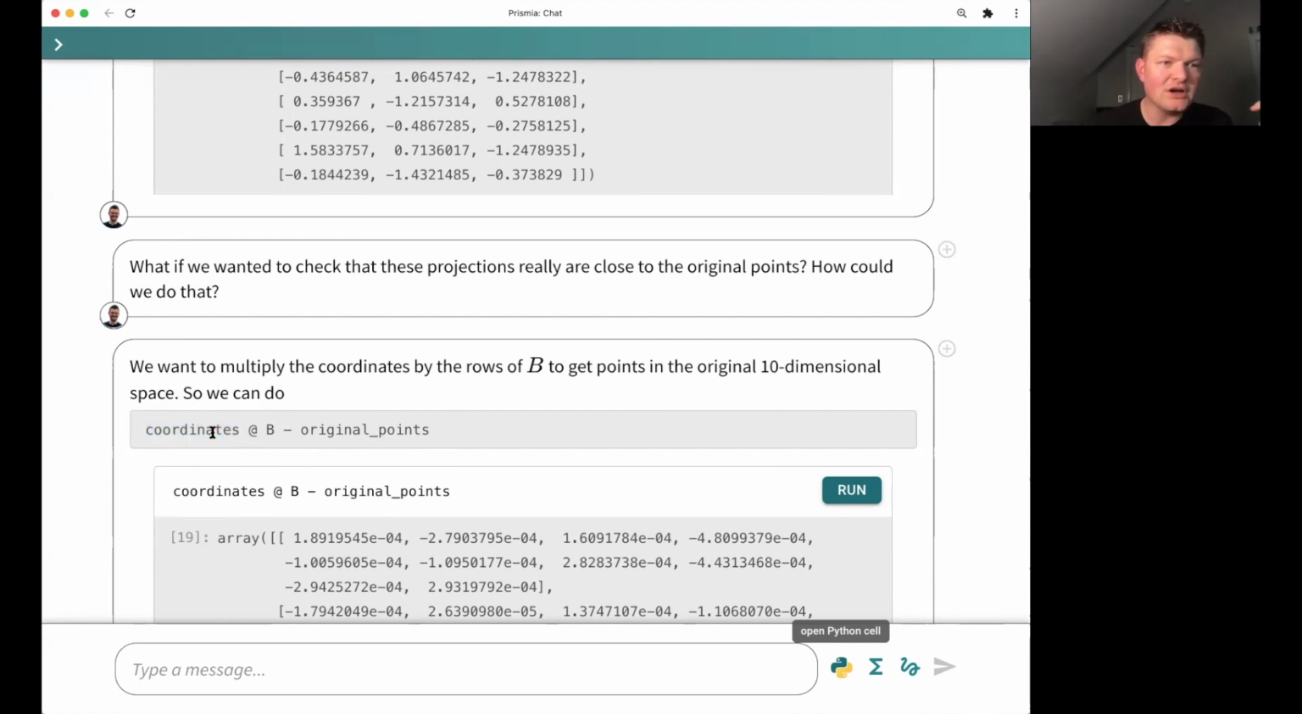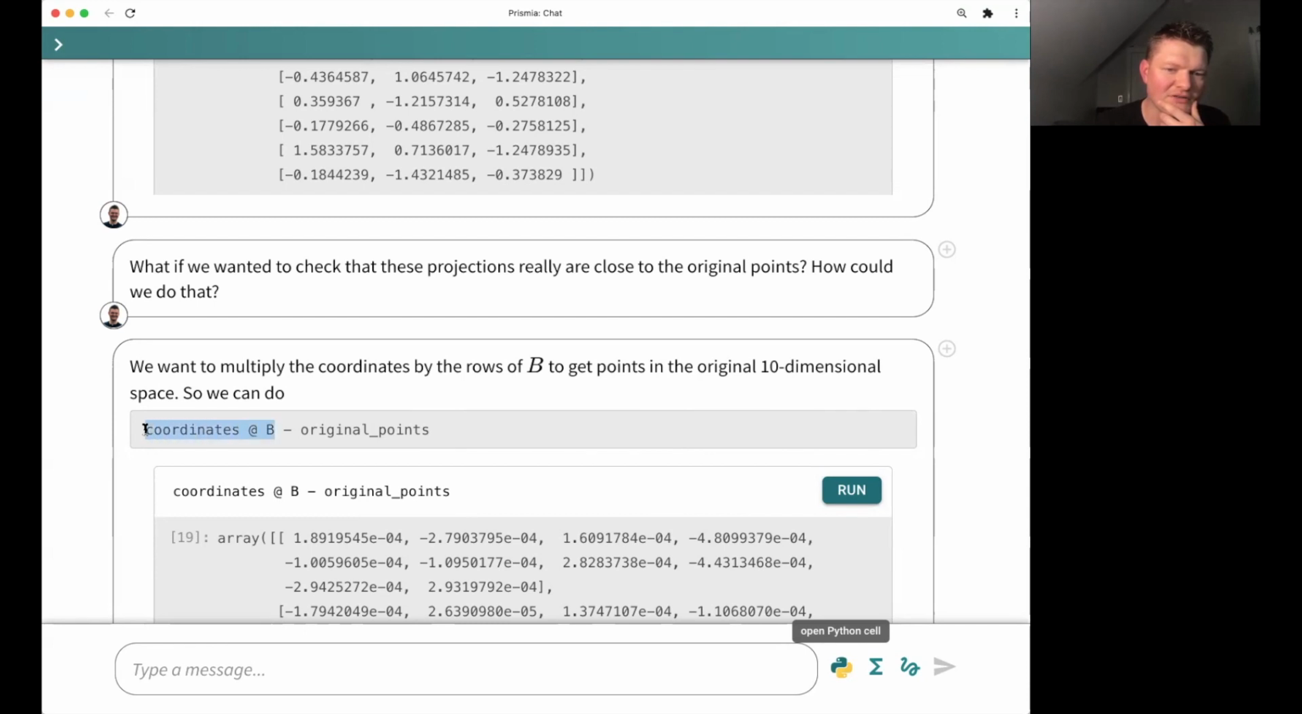But then if we want to compare to the original points, we can't look at those amounts because they're really specific to those vectors. If we want the actual projection to say, is it really close to where it started? What we need to do is go back up into that higher dimensional space. In other words, we need to multiply by the rows of B again. So that's what's going on here.